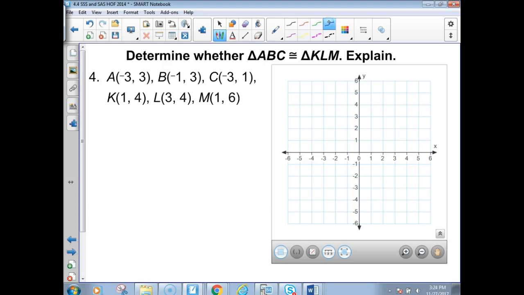Now we're going to do a graph. Plot the points -3, 3, and label. We're doing 2 different triangles, -1, 3, and C, -3, 1. Okay, so that's that triangle. Now I'm going to do triangle KLM at 1, 4, 3, 4. M is at 1, 6.